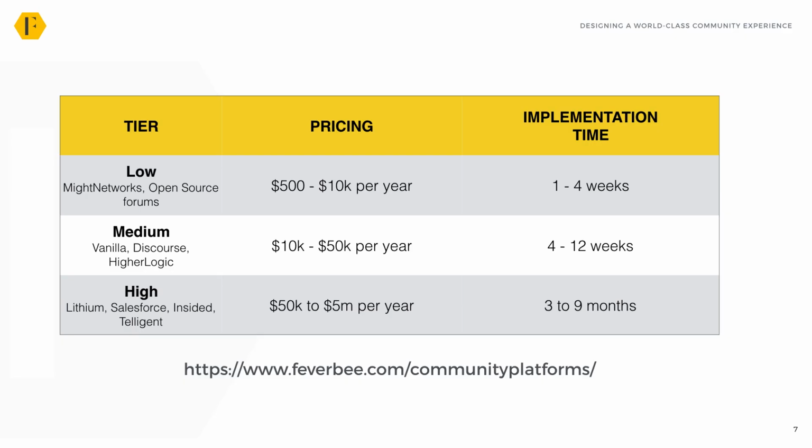So if we look at the different tiers of platforms that most of you watching this today are probably on, you can see there's a whole wide range, but no matter what platform you're using, it's probably still a significant percentage of your budget. At the low end with Mighty Networks and open source forums, you're probably looking at anything from 500 to 10 grand a year, depending upon the number of visits you have. And then implementation time, maybe up to 4 weeks, or significantly longer if you're doing a big migration. At the medium tier with Vanilla, Discourse, and Higher Logic, you're probably looking at something around 10 to 50,000 a year, and then an even longer implementation time.